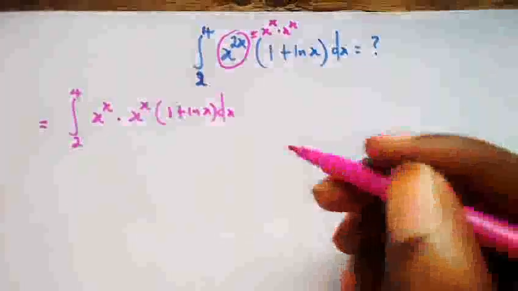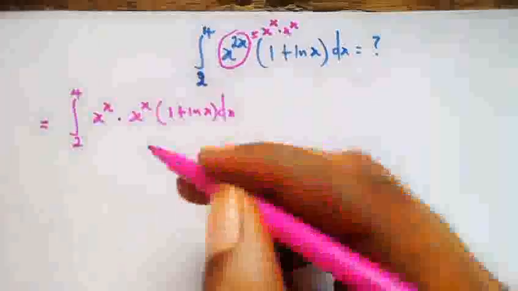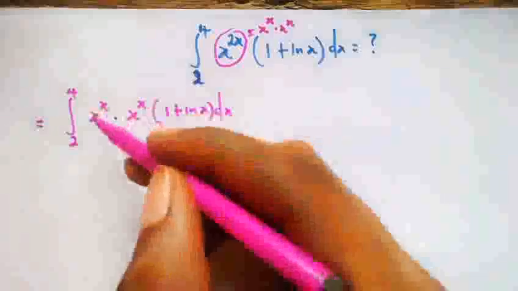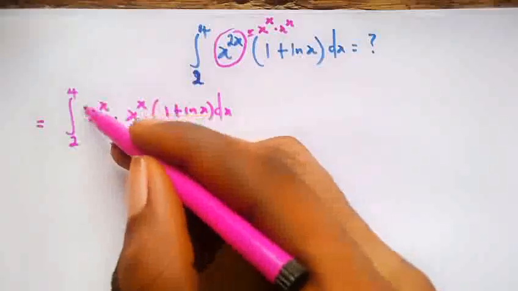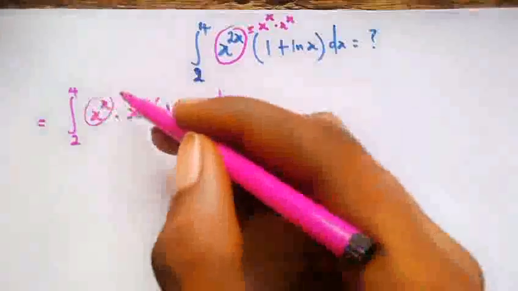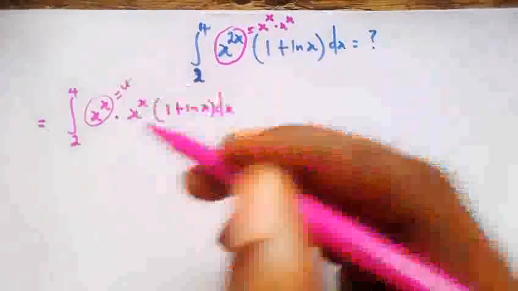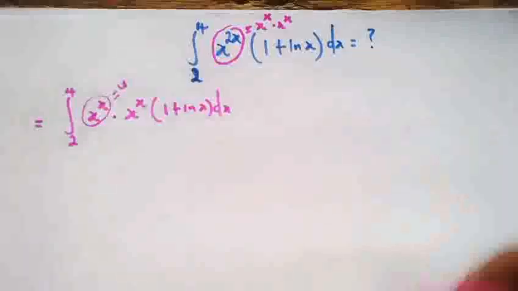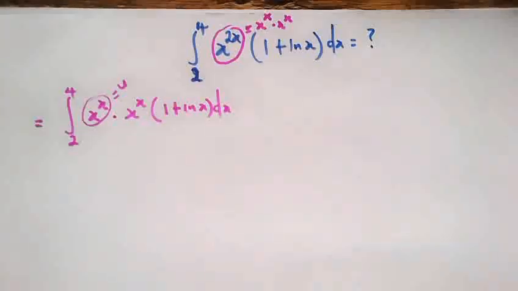Now the question still looks like a beast from here, but not really. Let's think of when we let this x raised to x equal to u. So when we differentiate it, what are we going to get? Let's go to the derivative of x raised to x. We're going to do this derivative using the product rule.